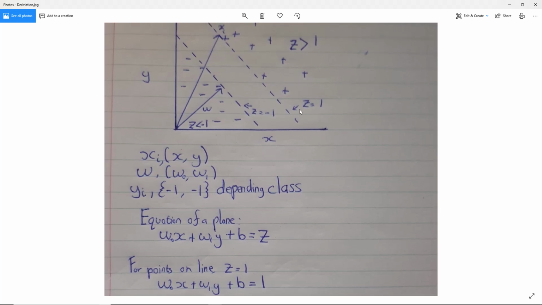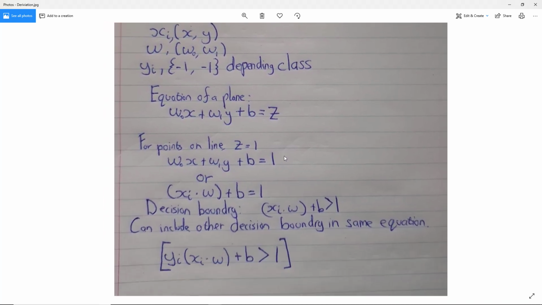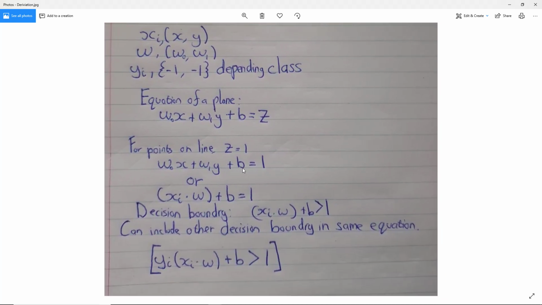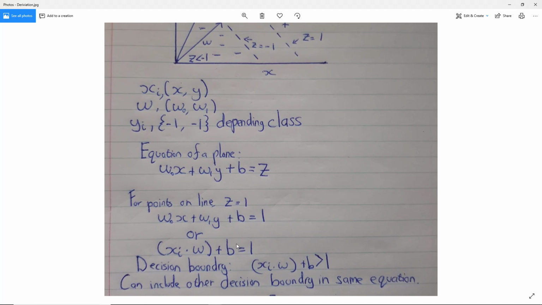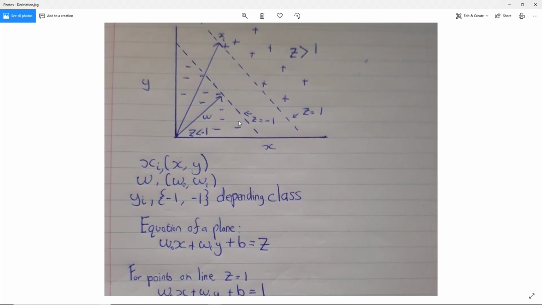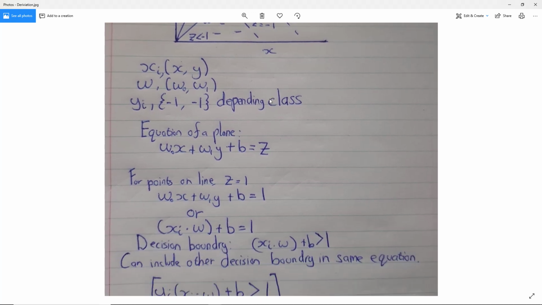So for the line z equals 1, we set z equals 1, so the equation of our plane reduces to this. Now this is an equation of a line. Another way of writing this out, we've got w0 and w1 and x and y, we can write this out as xi.w plus b equals 1. If you look at other explanations of how support vector machines work, they'll probably just jump to this equation or some form of it. But there is a geometric interpretation to how we got this, based on how an equation of the plane works and how we generate our support vectors.